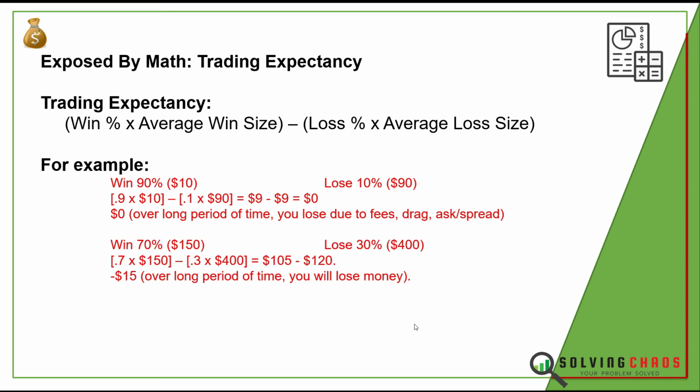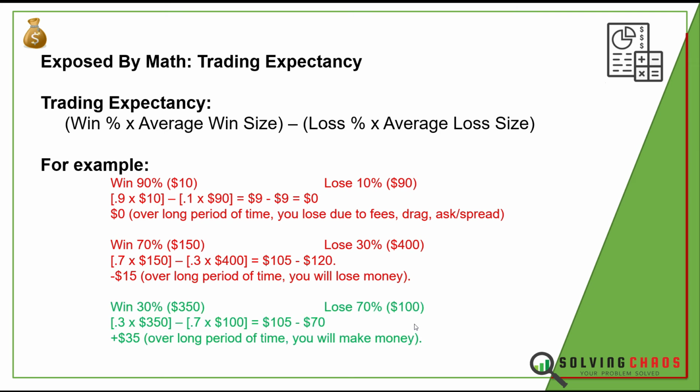Here's another scenario. If you win 70% of the time and you make on average $150 per trade every time you win, and you only lose 30% of the time, but you lose $400. Here's the math. It's about $105 on the winning side. On the losing side is $120. And what happens there? If you do the math over time, you're really losing $15 per trade on average. And when you average it out, that's what it's going to be like.